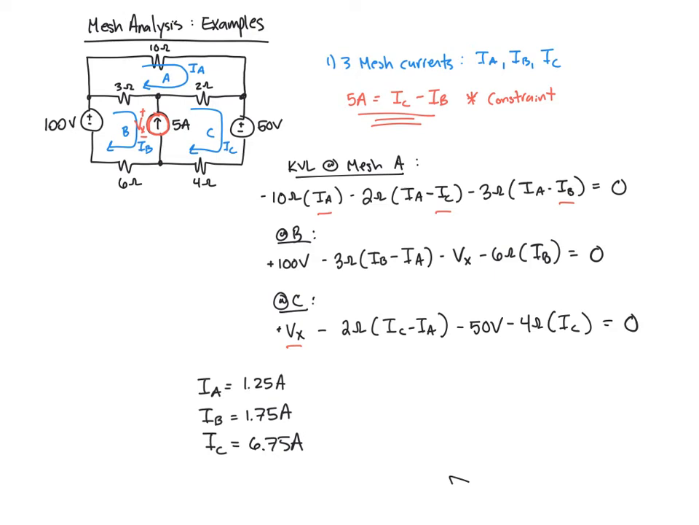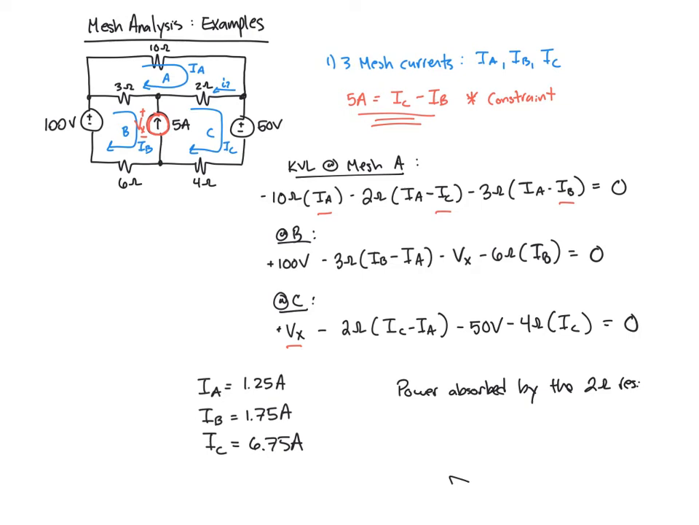For example, let's say we want to find the power absorbed by the 2 ohm resistor. Well, we need the current through the 2 ohm resistor. And the current through the 2 ohm resistor, which we could just arbitrarily define as I2 going from right to left, is comprised of currents IA and IC.